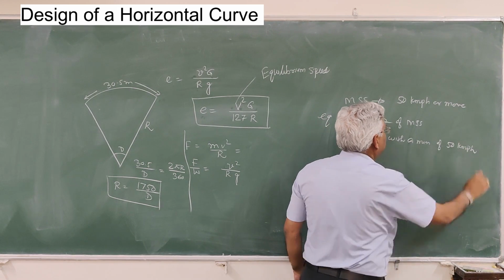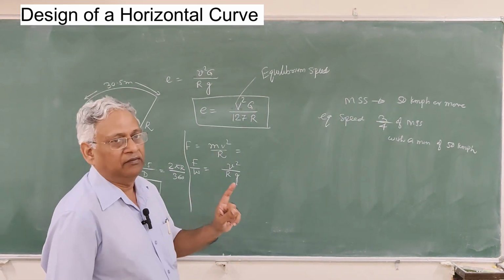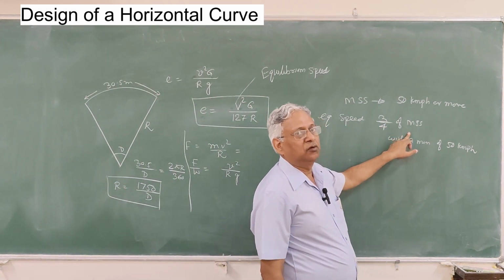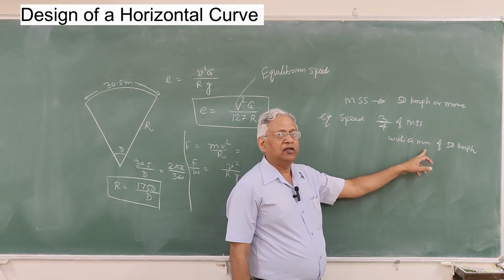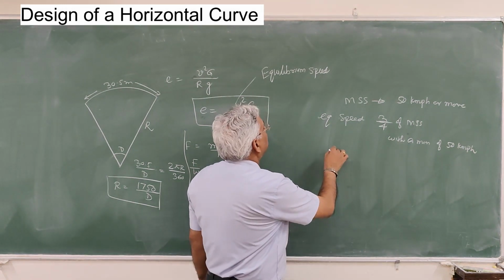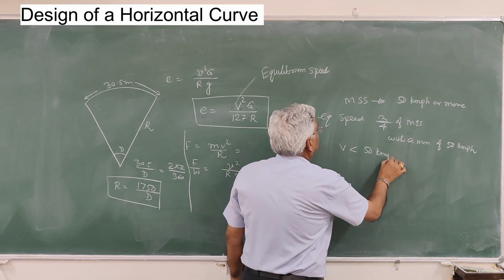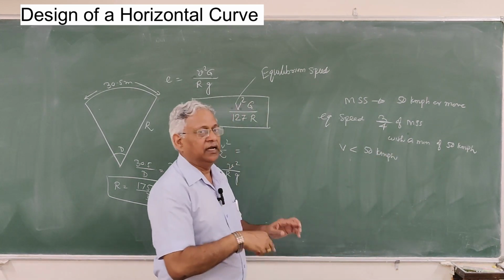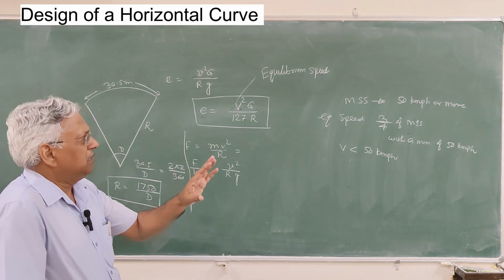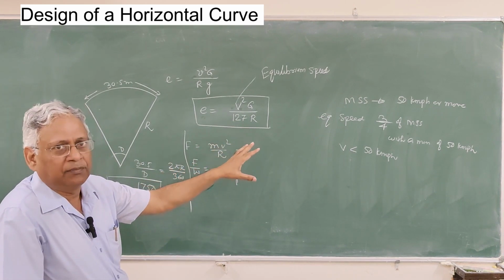What does it mean? It means if the maximum speed on a track is 60 km per hour, then 3/4 becomes 45. In that case, you should design the horizontal curve for an equilibrium speed of 50 km per hour. If the speed is less than 50 km per hour, then take the equilibrium speed as the actual speed, with no reduction. But this was an old concept. Now Indian Railways does not adopt this concept.